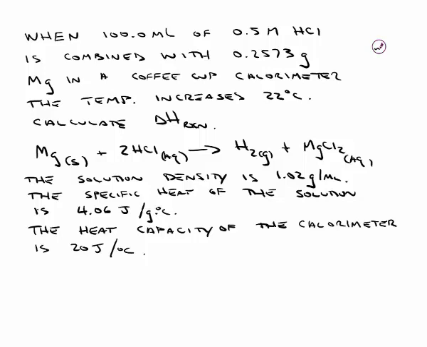We're given some very useful information in this problem. The solution density is 1.02 grams per mL. The specific heat of the solution is 4.06 joules per gram degree C, and the heat capacity of the calorimeter is 20 joules per degree C.